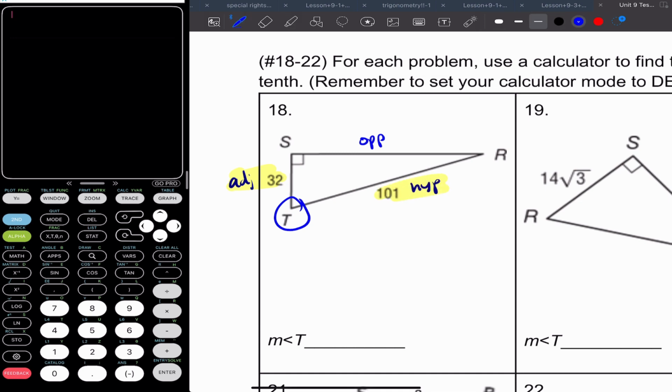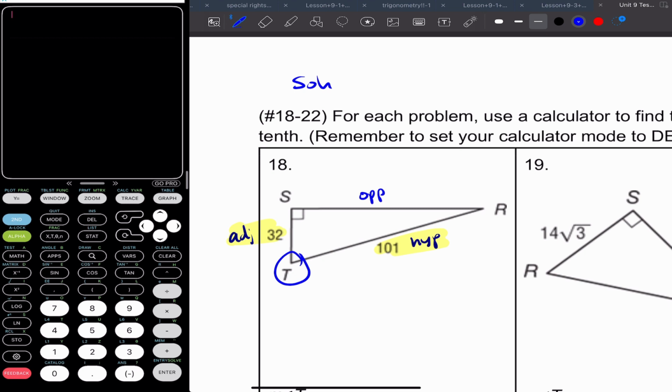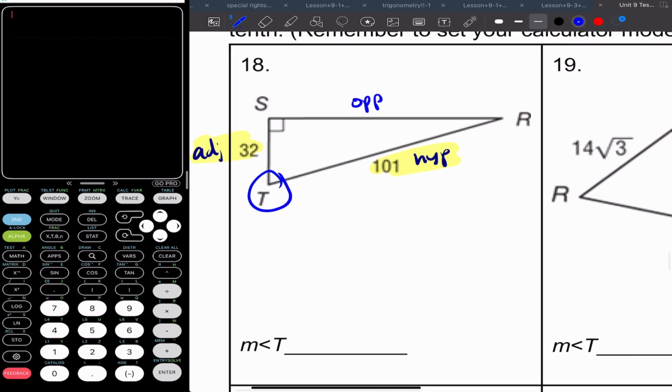If I write SOHCAHTOA on my paper, that will help me figure out which one I need to use. I have, again, adjacent and hypotenuse. That looks like I'm going to be using cosine. So I write cosine of my angle of reference is equal to adjacent over hypotenuse. So it's 32 over 101.